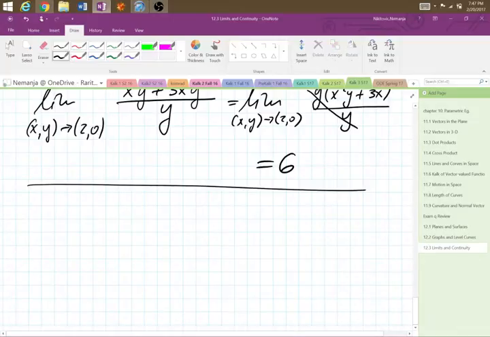Now, in some cases, you will not be able to cancel. The zeros in the denominator will stay. Then we try to find those paths and prove that the limit does not exist.